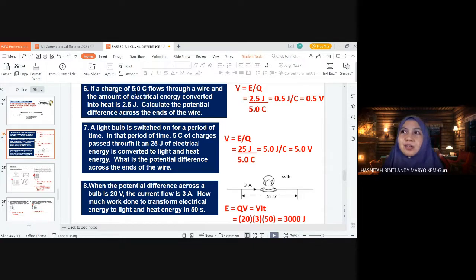The first information you are given is charge Q, 5 coulomb. Second, you are given the energy. The symbol here is W, 2.5 joule. So we are looking for V. How do we relate Q, W, and V? From this equation from earlier, this one.